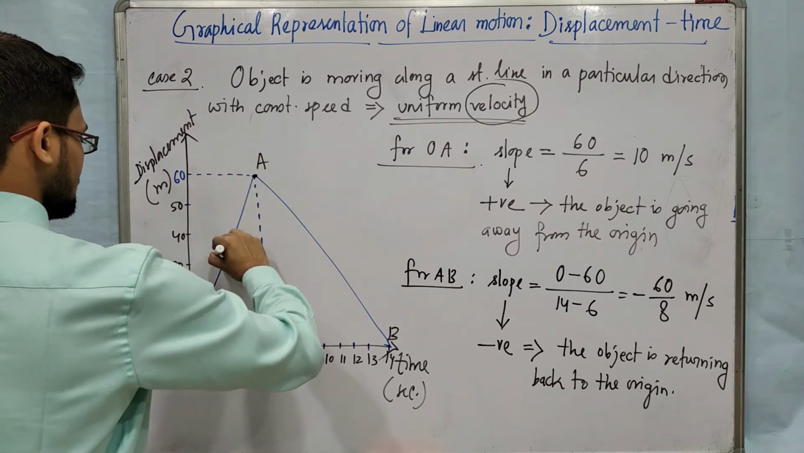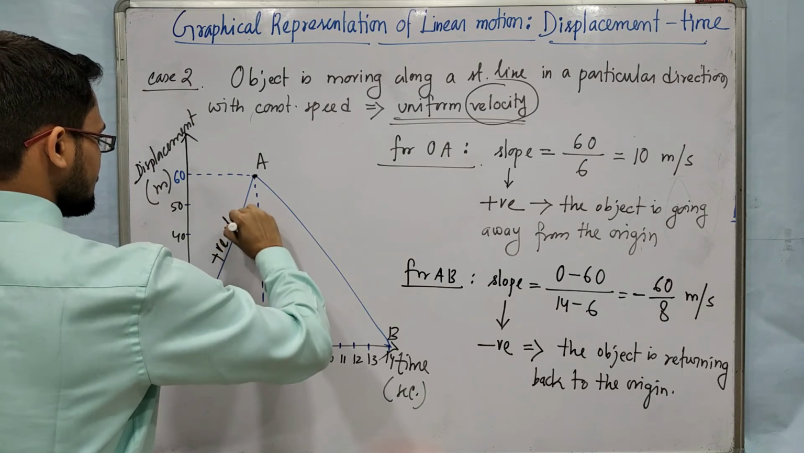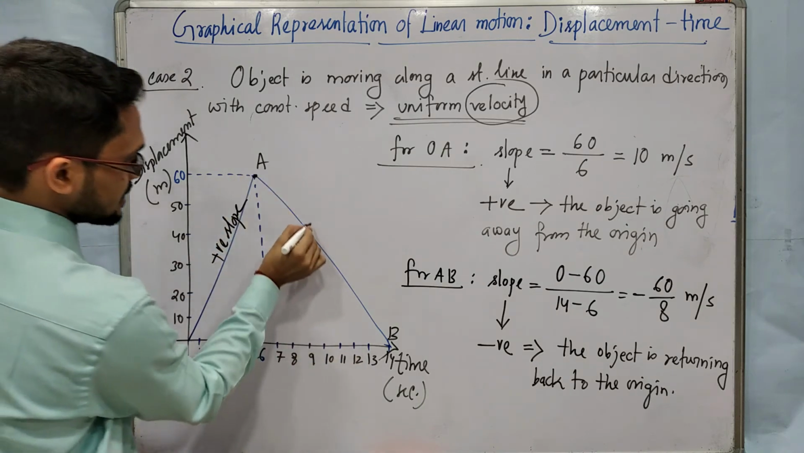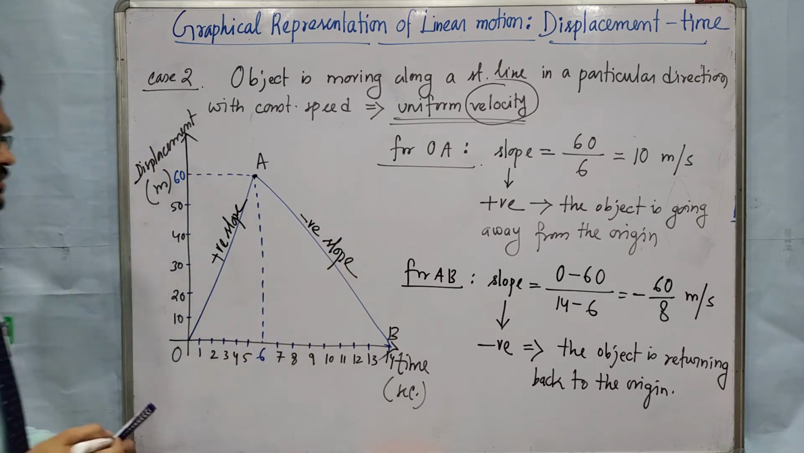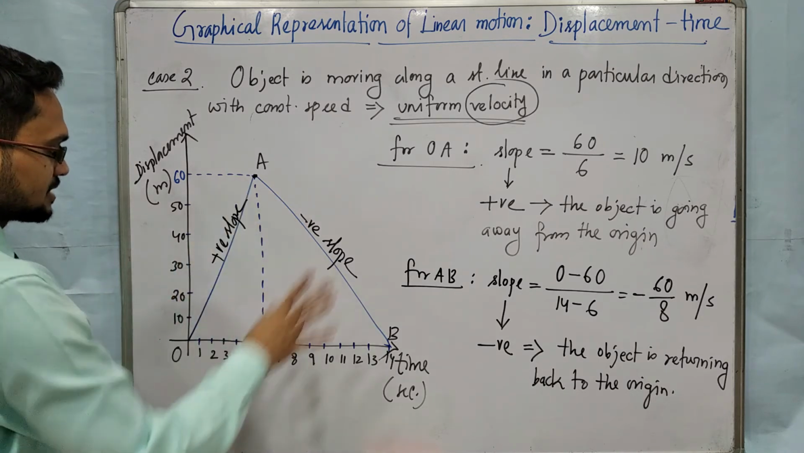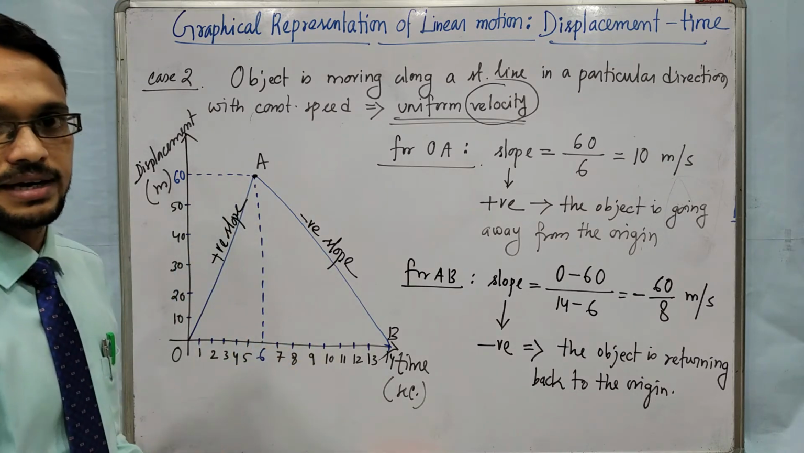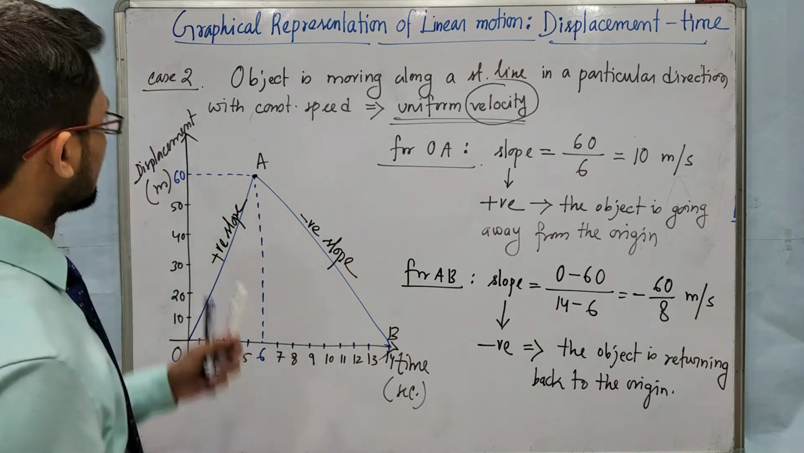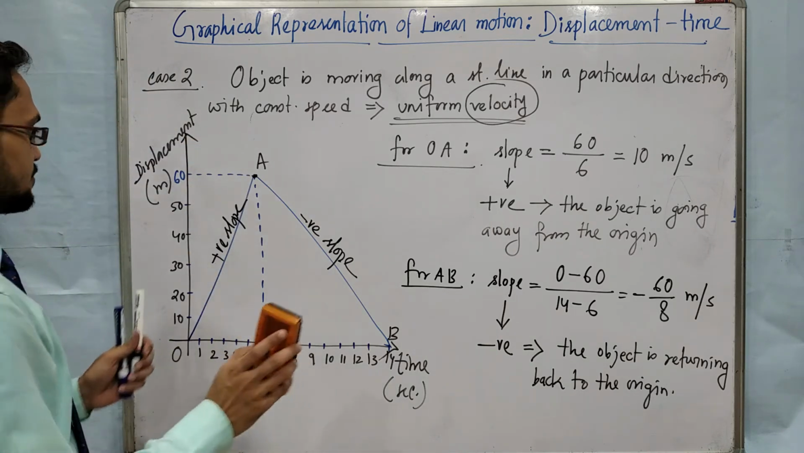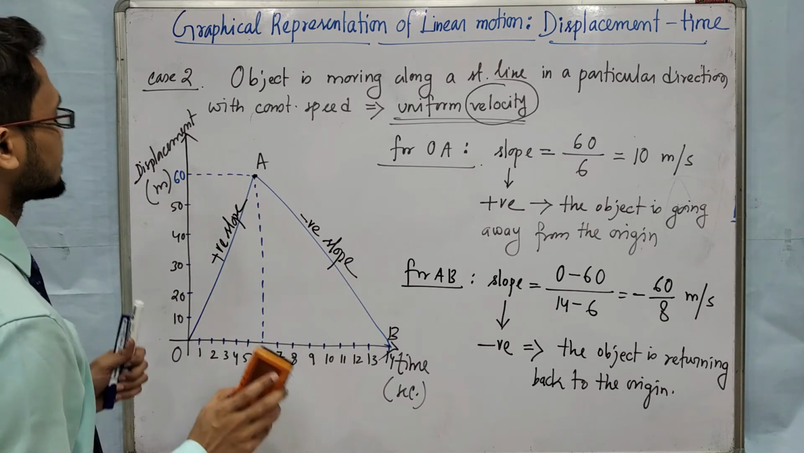This line represents positive slope and this line represents negative slope. Understand? So this is one example. From this kind of graph you can calculate velocity. Okay, so case 2 is this. All of these are included including case 2.